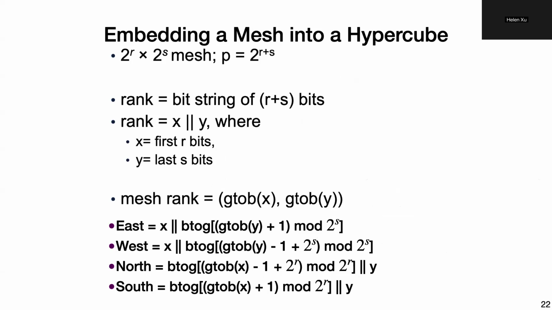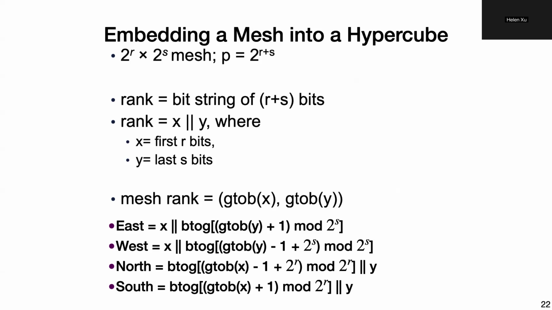The rank can be represented as a bit string of r plus s bits if you have a 2 to the r by 2 to the s mesh. The rank is x concatenated with y, where x is the first r bits and y is the last s bits, because you need r bits to represent 2 to the r and s bits to represent 2 to the s. And the mesh rank in the hypercube is just given by gray to binary. So you have x and y in the hypercube, and if you want to go back, that's gray to binary. If you want to go forward, that's binary to gray. This is how you get back the mesh rank from the hypercube rank.